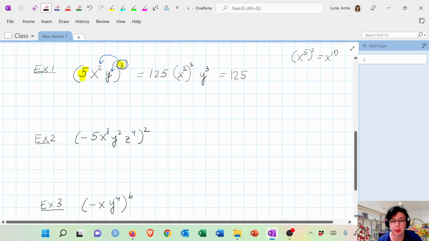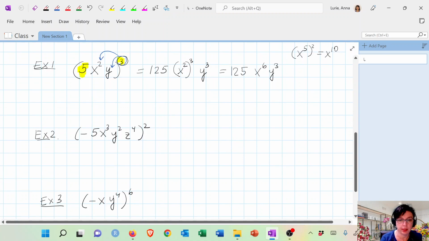So you will remember that we're not adding these powers. So it's not 5 plus 2, that would have been 7, right? That's not right. It would be 2 times 3, that would be 6. So this would be x to the power 6, and then you got y to the power 3. So that's the final answer for this example.